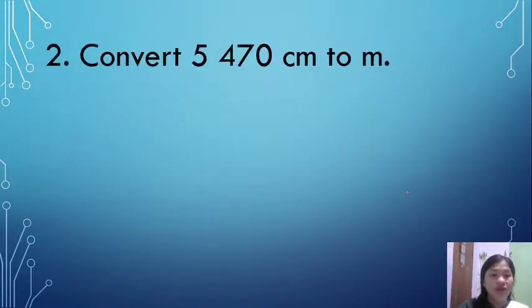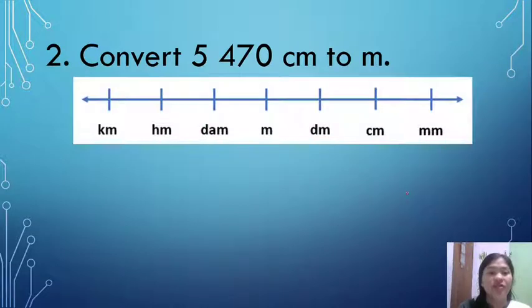Okay, so let us take another example. If you are going to convert 5,470 centimeters to meters. In this conversion, our target is to convert centimeters to meters. So this is the metric line. First, write down the given. You have 5,470. And then, let us locate the decimal point. As you can see, there is no decimal point. So, just like in our previous lesson, when there is no decimal point, it is at the end.